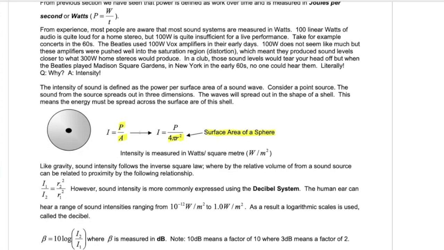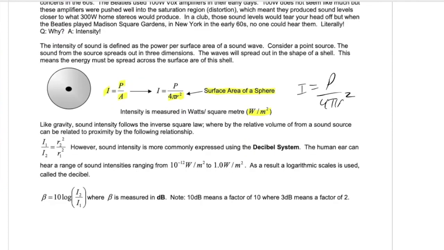So our first formula for sound intensity is the power of our source divided by the surface area of this sound shell, which is 4 pi r squared, and that's measured in watts per meter squared. So sound intensity is equal to power over 4 pi r squared. That's one way of measuring intensity. But the interesting thing about the human ear is we hear things in a non-linear fashion. The human ear has an incredible range of sounds that we can hear, from extremely quiet to extremely loud.